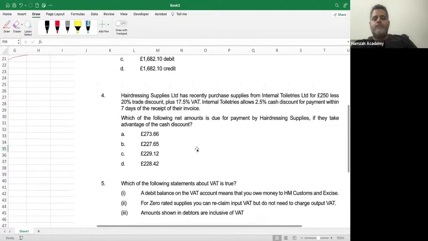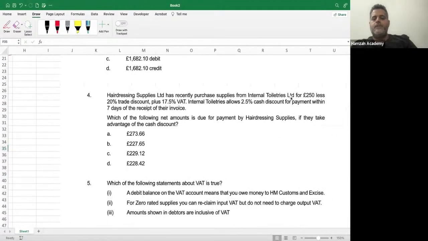Hairdressing Supplies Limited has recently purchased supplies from Internal Toiletries for 250 less 20% trade discount plus 17.5% VAT. Internal Toiletries allows 2.5% cash discount for payment within 7 days of the receipt of their invoice. Which of the following net amounts is due for payment by Hairdressing Supplies if they take advantage of the cash discount? Now, talking about this situation, where you have a trade discount, a settlement discount or cash discount, and then you have the tax as well, right?